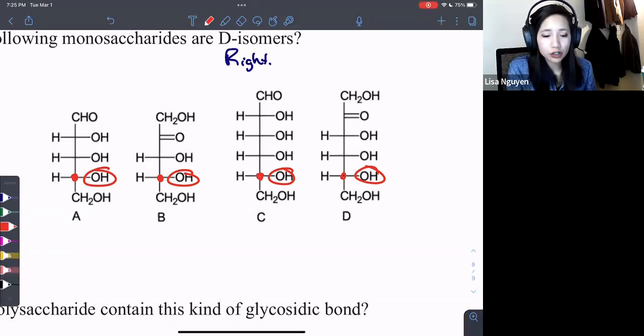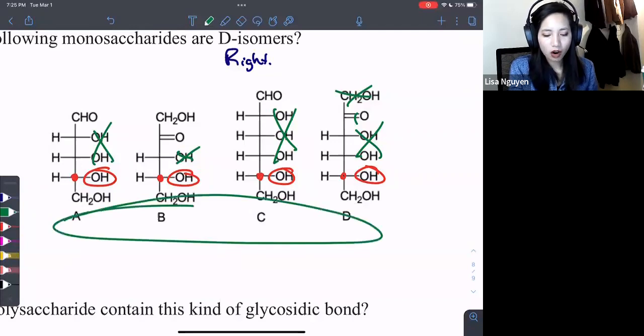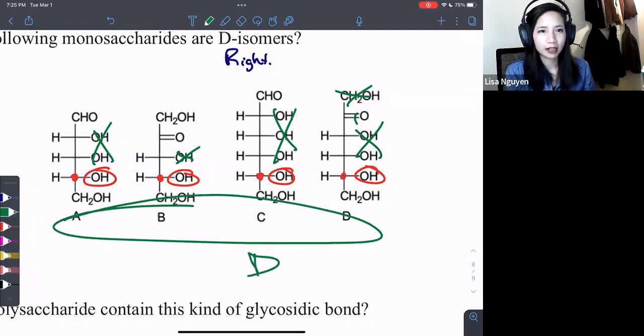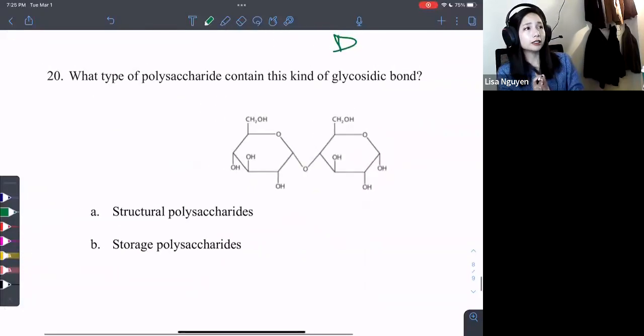All of them are on the right. So we actually don't care at all what those other groups are doing. It's the last chiral carbon. And so all of them, because they are on the right side of the molecule, are the D isomer. Okay. So the last question from chapter 6 here.